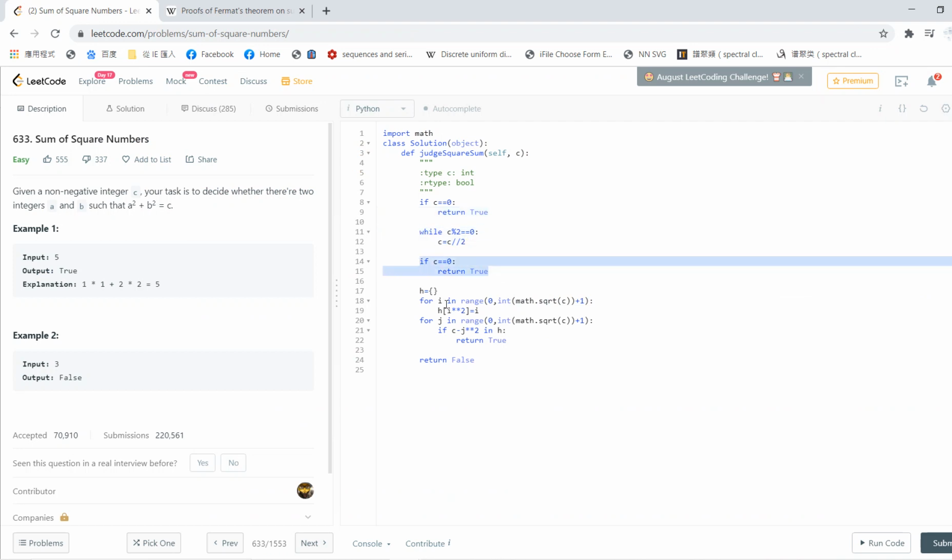After that we can create a hash table. Since a squared plus b squared equals c, a and b must be less than the square root of c. So I first create a hash table, and the range is just the square root of c, and then j just goes through the rest, and if c minus j squared is in the original hash table, then there must be an answer. So I return true, else I return false.